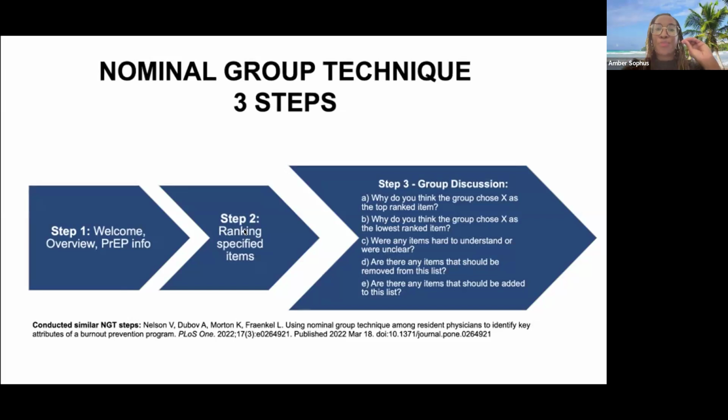So I wanted to know why they ranked the top 3 and bottom 3. I wanted to know, were any items hard to understand or unclear? And across both focus groups, everyone was like, nope, everything was straightforward. I didn't have any questions about anything.